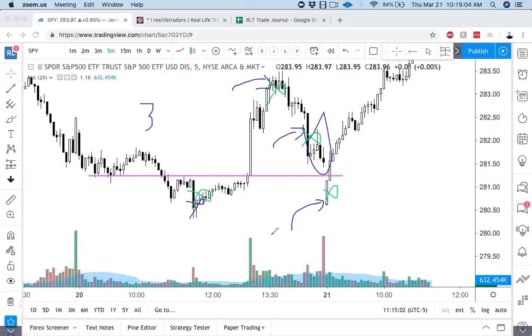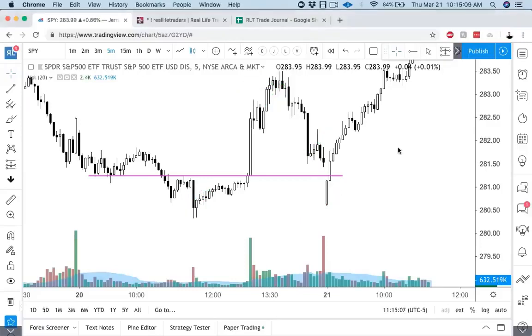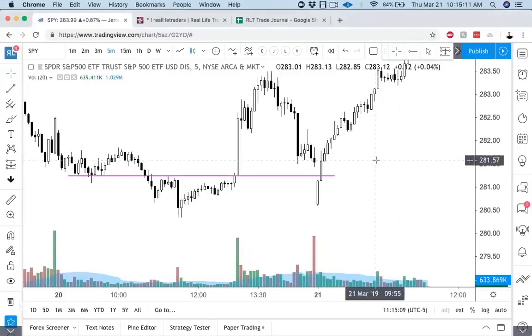Does that make sense, team? And again, that's just on the SPY. That doesn't mean that it can't be done on any other particular trade, but that's specifically on the SPY.